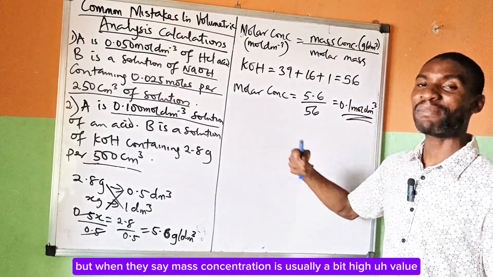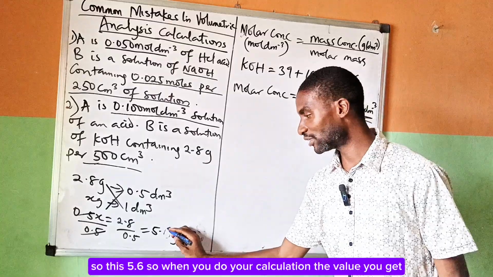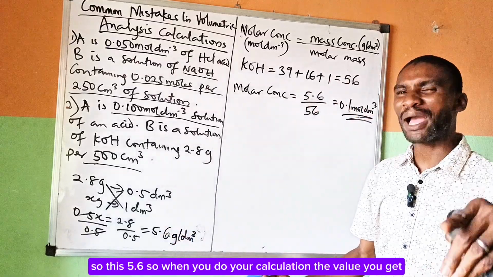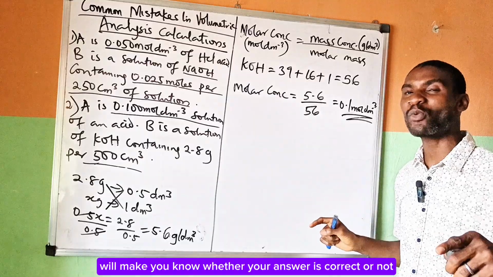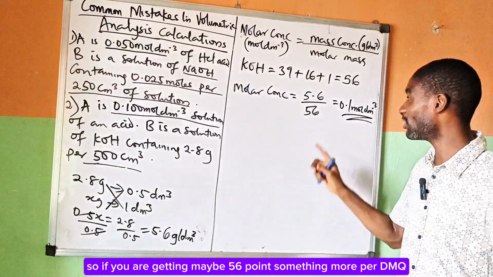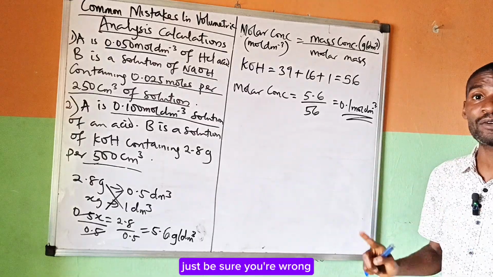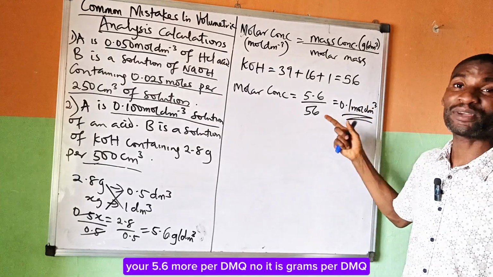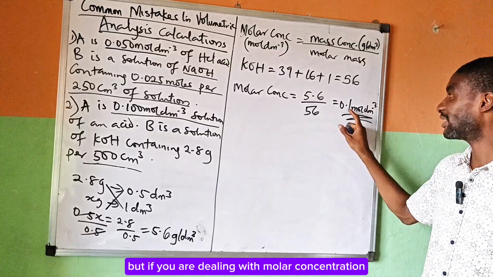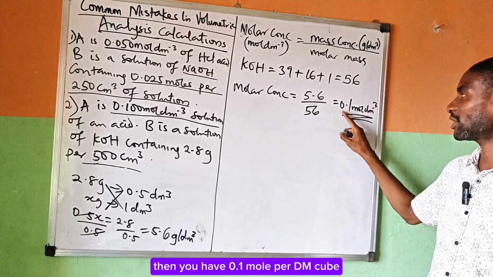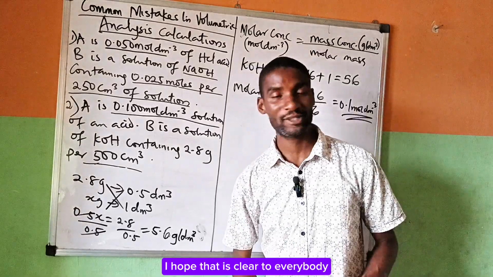But mass concentration is usually a bit higher value. So this is 5.6. So when you do your calculation, the answer you get will make you know whether your answer is correct or not. So if you are getting maybe 56 point something mole per dm³, just be sure you're wrong. Or 5.6 mole per dm³, no, it is grams per dm³. But if you are dealing with molar concentration, then you have 0.1 mole per dm³. I hope that is clear to everybody.